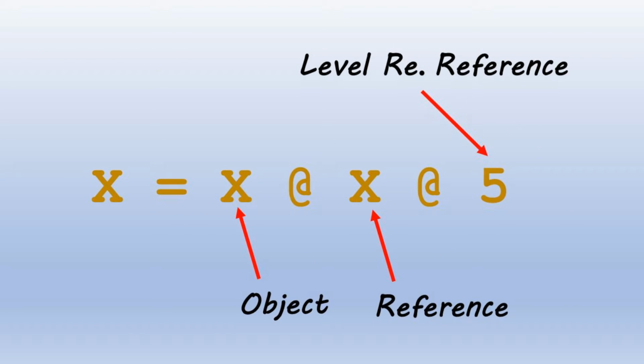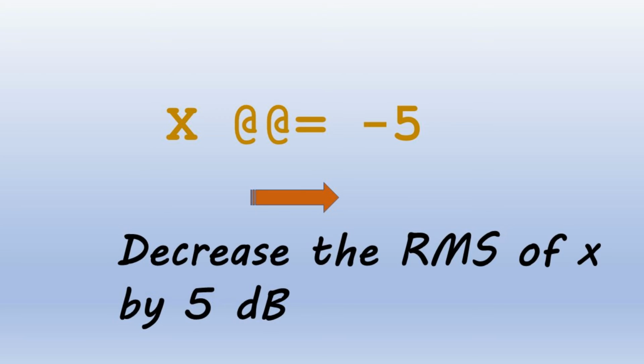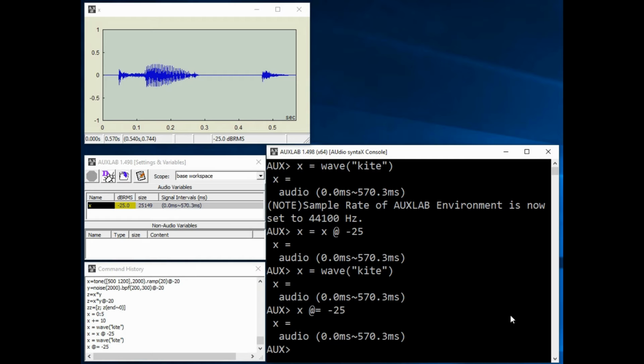So now, X is equal to X at 5 means set the RMS of X at 5 dB above the RMS of X. In other words, increase the RMS of X by 5 dB. So we simplify this expression using at equal like this. X at equal 5. If you write X at equal negative 5, that means decrease the RMS of X by 5 dB.